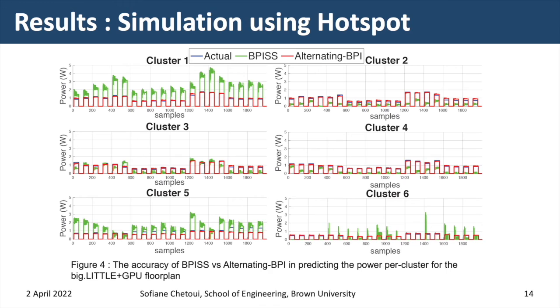In this figure, we compare the accuracy of BPI SS against alternating BPI in predicting the power per cluster for the heterogeneous system, the big little GPU, which has 6 clusters. So the actual power values are given in blue, the BPI SS estimations are given in green, and the alternating BPI is given in red. And as shown in the figure, you could see that the estimation accuracy of the alternating BPI is substantially better than the BPI SS, and it's equivalently accurate for the different clusters.